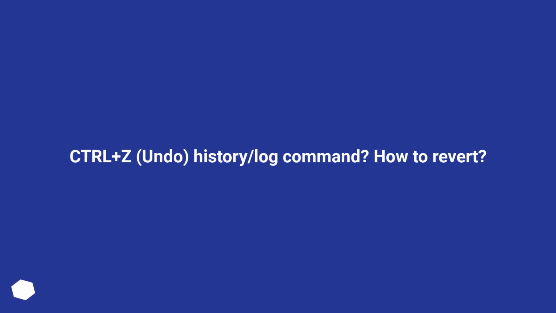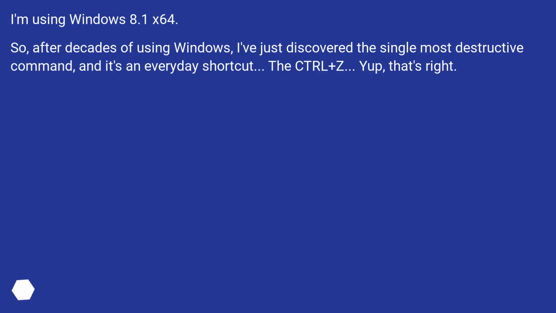CTRL+Z, undo, history/log command. How to revert. I'm using Windows 8.1 x64. So, after decades of using Windows, I've just discovered the single most destructive command, and it's an everyday shortcut. The CTRL+Z. Yep, that's right.